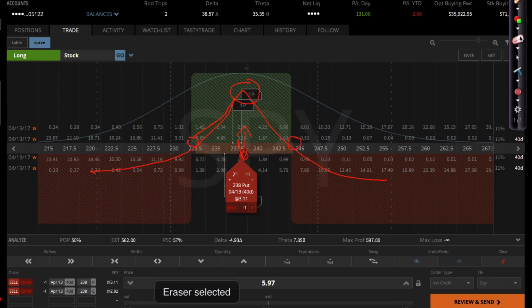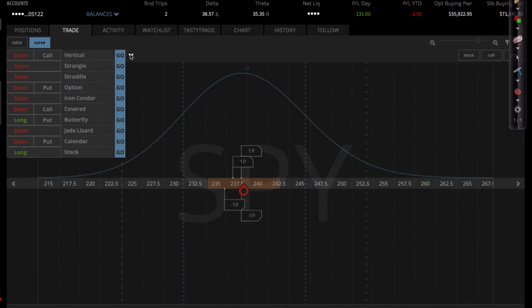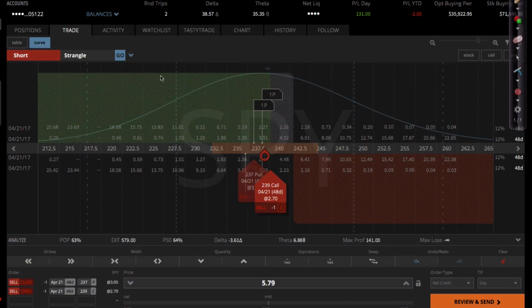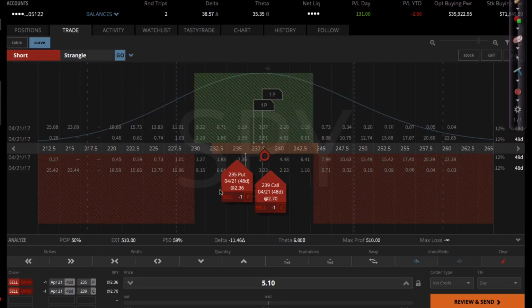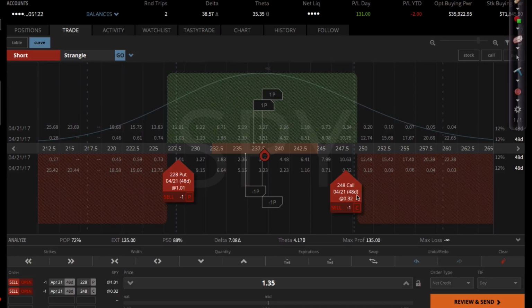So let me erase that out and then bring that in. So I'm going to clear out this trade. And if you come up here in Tastyworks, just come up to the strategy menu in the top. Here I just got short strangle, which is selling a strangle. Just hit go. And here's my call and my put, and I'm just going to drag them out. This is this nice visual view. I kind of like it.